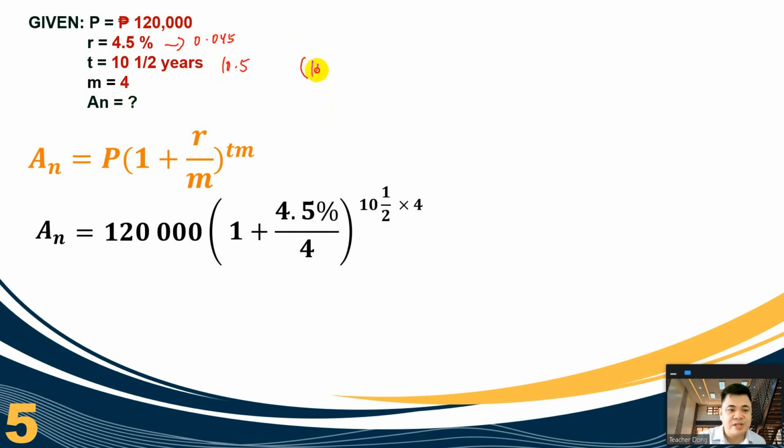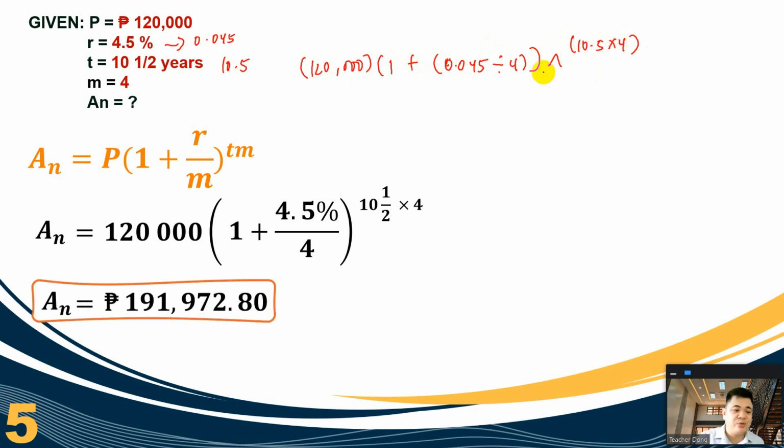So in your calculators, it's 120,000 times 1 plus 0.045 divided by 4, and then raised to the power of 10.5 times 4. Okay, so you have to get this answer. If not, you have to recompute. So the maturity value will be 191,972 pesos and 80 centavos.